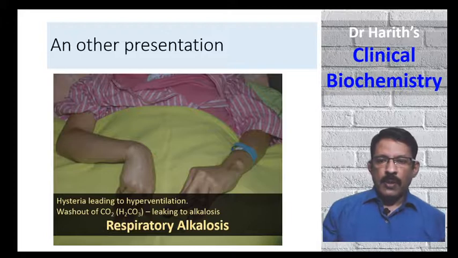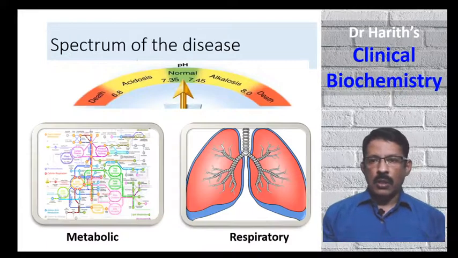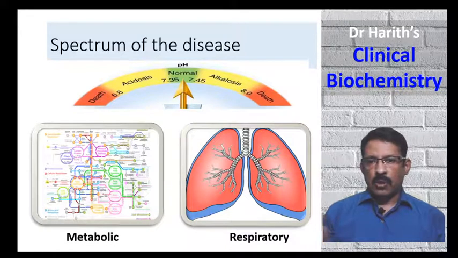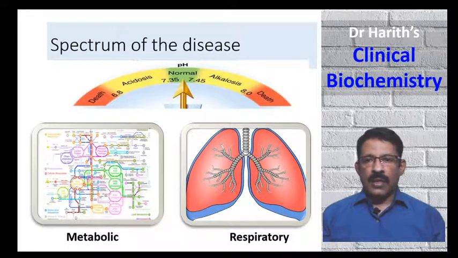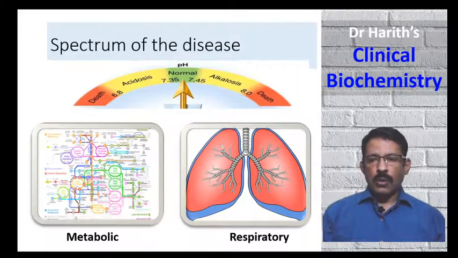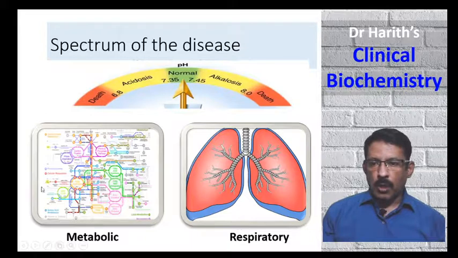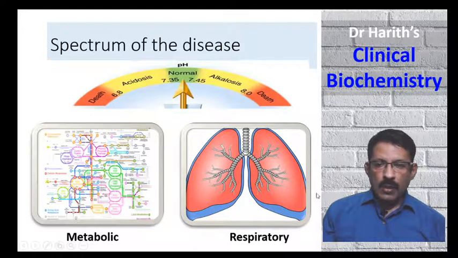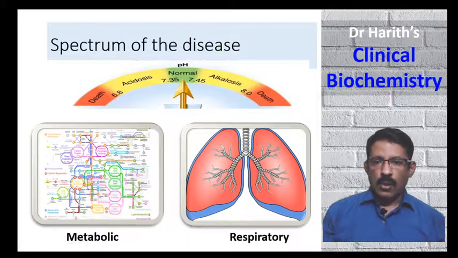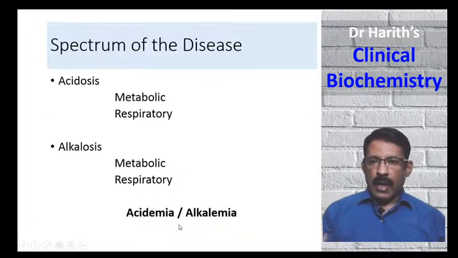So, when we talk about the classification of acid-base disorders, we have acidosis on one end where the pH becomes less than 7.35, and alkalosis at the other end where the pH is more than 7.45. Acidosis or alkalosis could be created because of certain metabolic processes, or the lungs could be involved as the primary source for causing acidosis or alkalosis. So you could have acidosis, which could be metabolic or respiratory. You could have alkalosis, which is metabolic or respiratory.